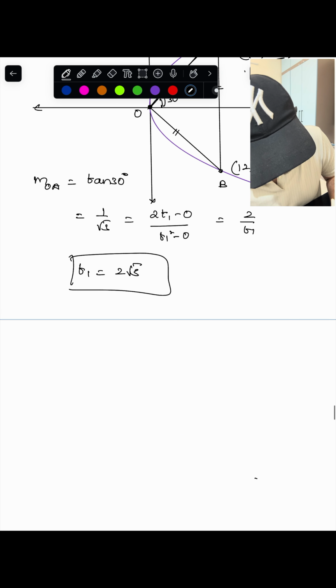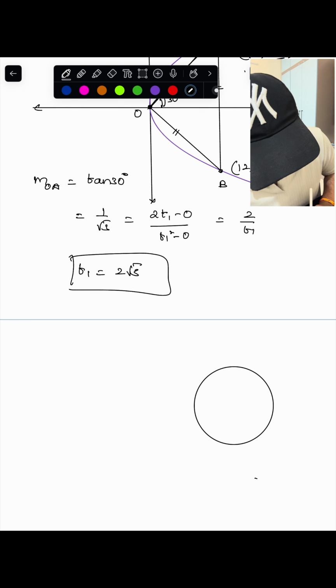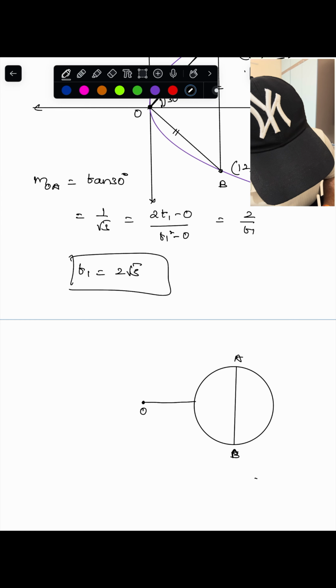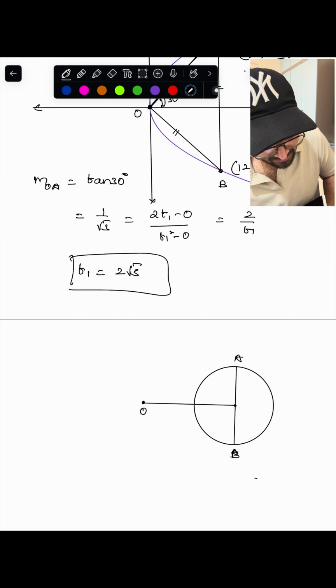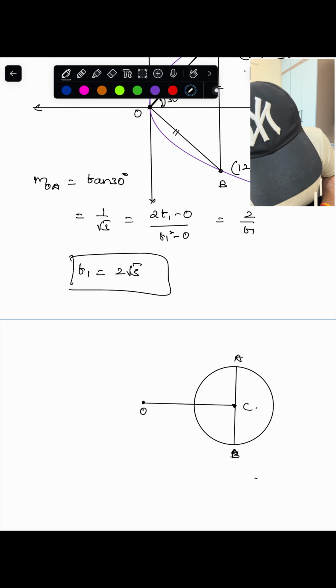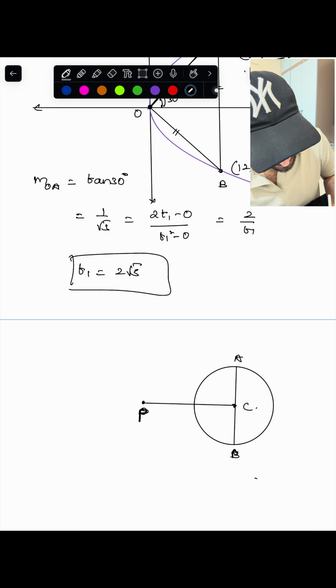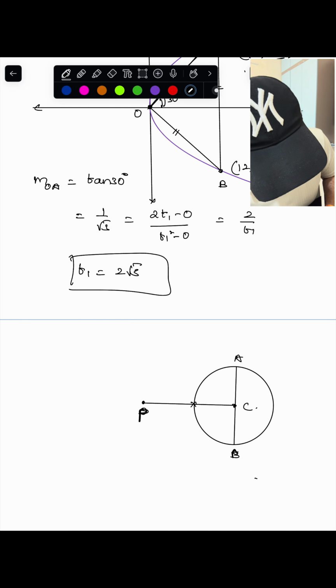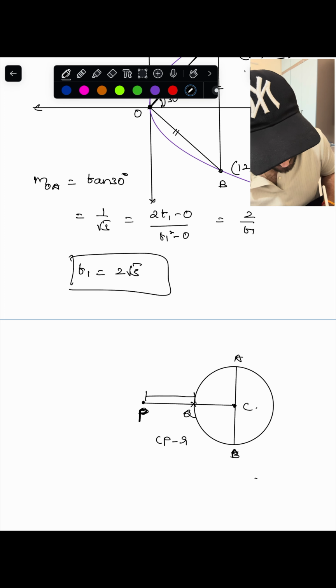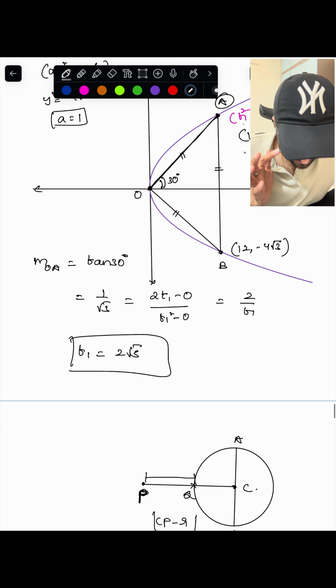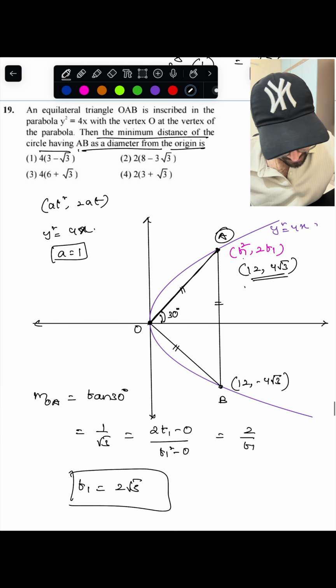So if a circle is there, we want to find the minimum distance. Let us say this is AB. We want to find the minimum distance from the circle, which means, if this is C, and this is a point P, the minimum distance is PQ, which is nothing but CP minus R, right? We learn this in the circle, so the same thing we have to apply here.